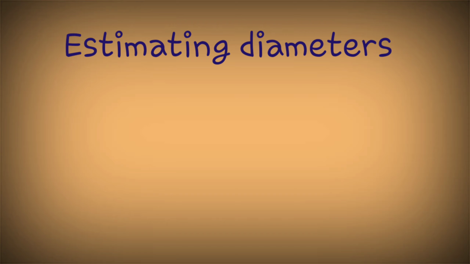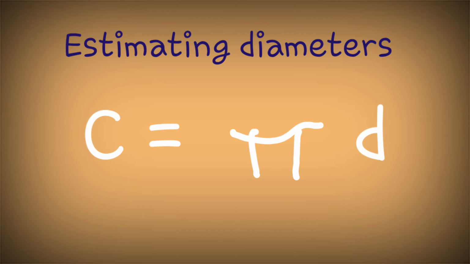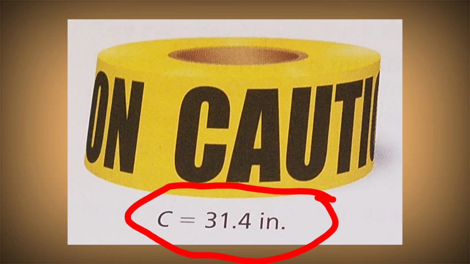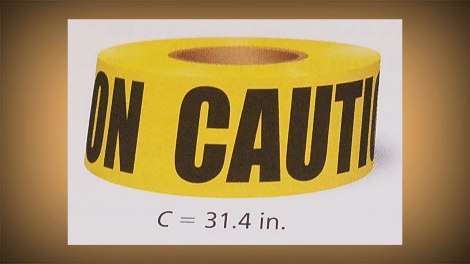To do that, you're going to need the formula for finding circumference, which is c equals pi times diameter. Let's use an example with this caution tape. It says that the circumference is 31.4 inches. They tell us the circumference of the roll of caution tape decreases 10.5 inches after a construction worker uses some of it. Which is the best estimate of the diameter of the roll after the decrease?